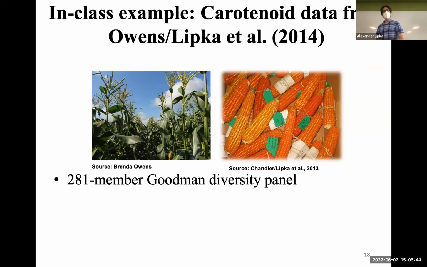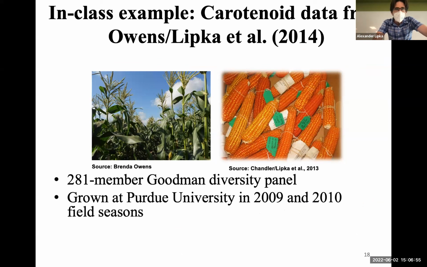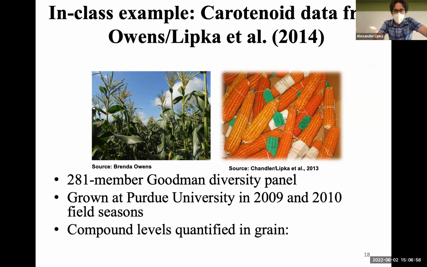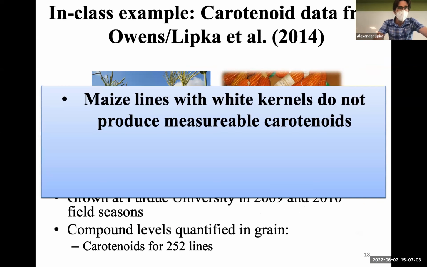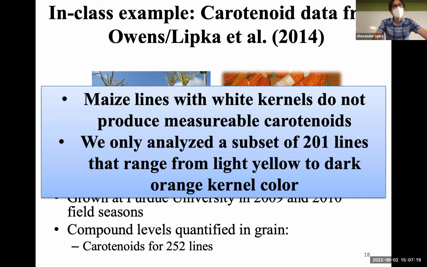So here's the in-class example of genomic selection. We're going to use this versatile data set, this 281 member diversity panel. It was grown at Purdue for 2 field seasons, and we quantified carotenoids for 252 lines. Like I said already, there is a near Mendelian association between the PSY1 gene in the carotenoid pathway and yellow versus white kernels.